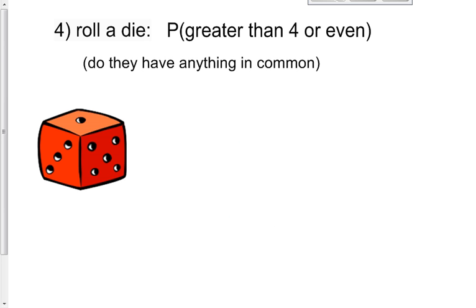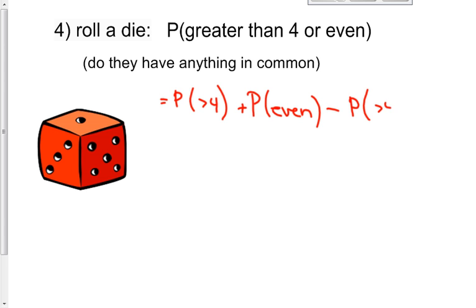Back to a dice question. We're going to roll a dice. What's the probability that it is greater than 4 or even? Using my formula, it must be greater than 4 plus probability that it could be an even number minus the chance that it could be greater than 4 and even at the same time.